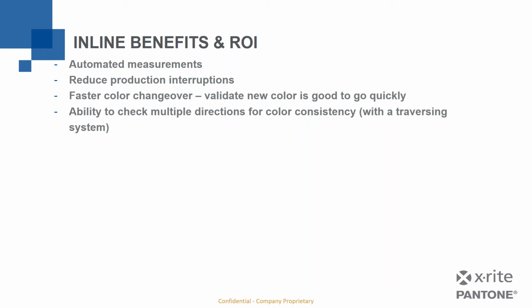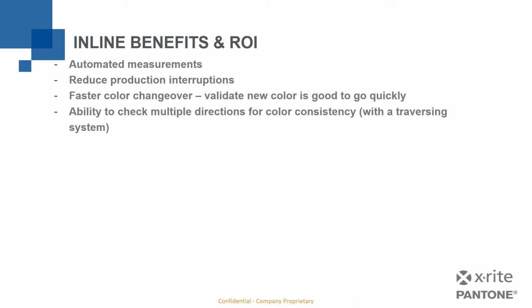The ability to check multiple directions for color consistency. And what I'm talking about here is if I have a stationary measurement in line, I'm going to measure the color as it flows by, so to speak, linearly. But if I have a traversing system, I can also check it left to right as well. So I'm going in 2 dimensions, so to speak.